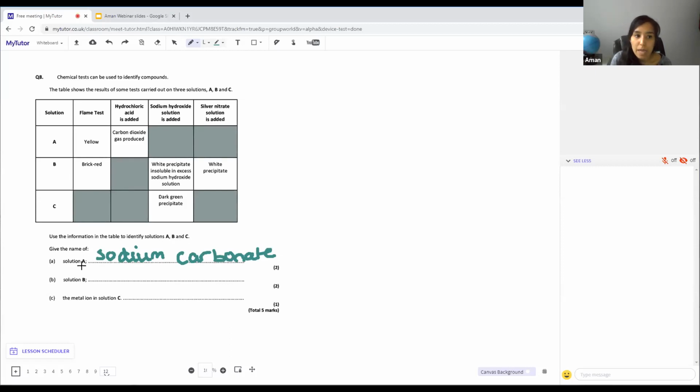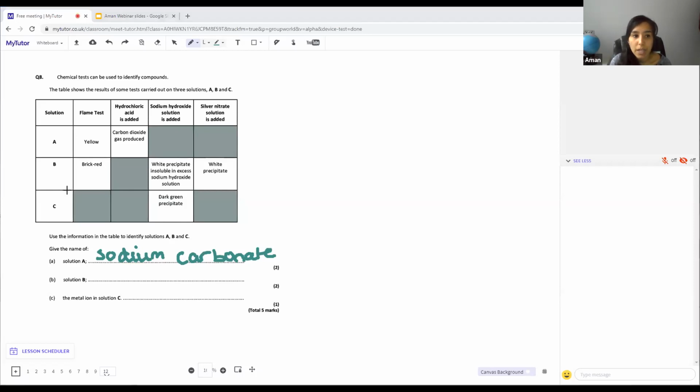So let's do the same for B. So we get a brick red flame test. So you'll remember we just covered which one forms the brick red flame test. When we add sodium hydroxide, a white precipitate is formed in excess sodium hydroxide solution. So first of all, sodium hydroxide is still with the positive ion. And then when we add silver nitrate, a white precipitate is formed. Good, yep, so lots of people are giving me the answer to that. Excellent, it's calcium carbonate. Really, really well done.